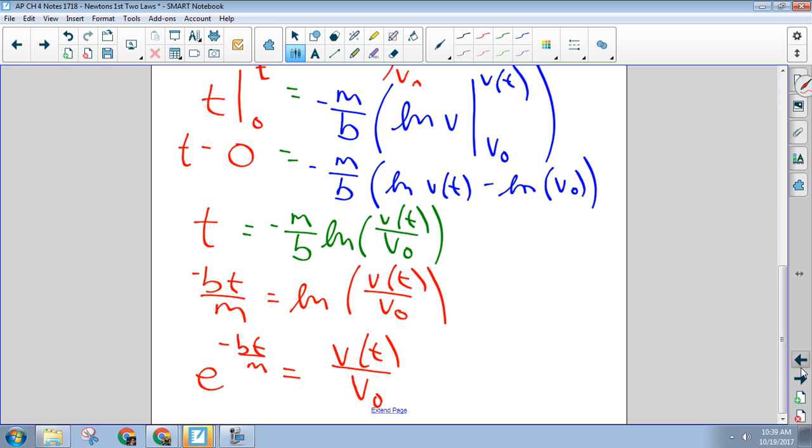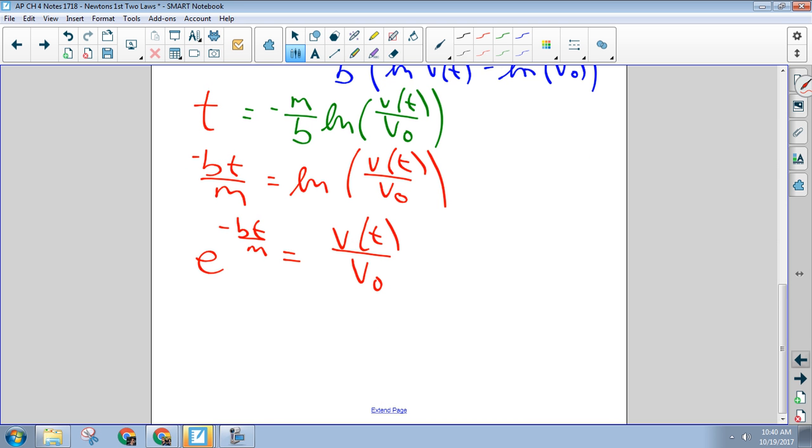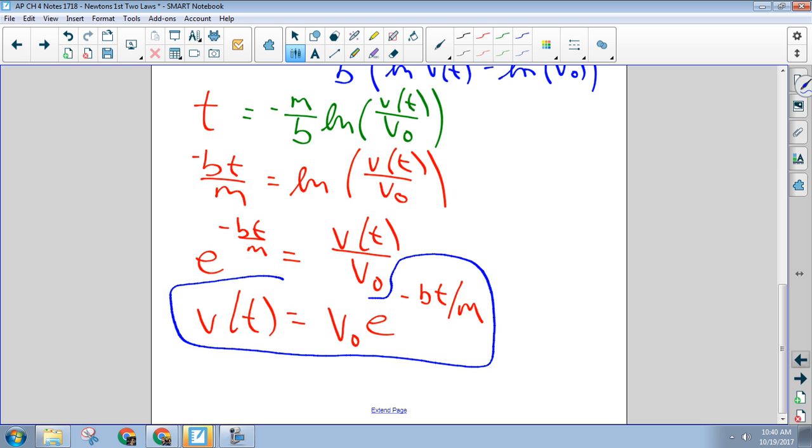All right, are we good up to here? Okay. All right, so one last step. What should I do? Multiply by v naught. V of t then is going to equal v naught times e to the negative bt over m. That was insane. Holy cow, that is real deal physics.